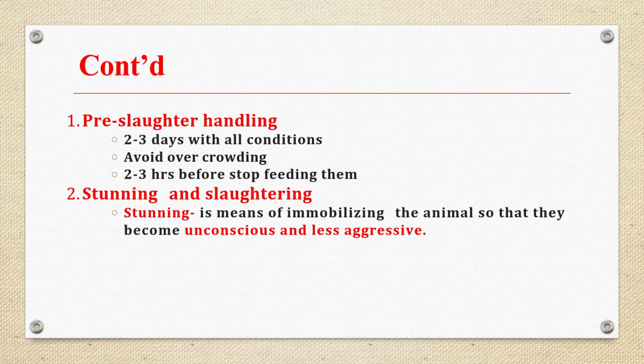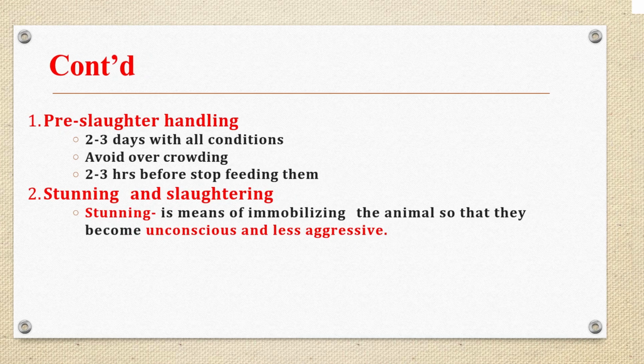Next, we explore pre-slaughter handling. Animals are typically held for 2 to 3 days with all necessary conditions provided. We must avoid overcrowding. And about 2 to 3 hours before slaughter, we stop feeding them. Then comes stunning and slaughtering. Stunning is a means of immobilizing the animal so that they become unconscious and less aggressive. This is a critical step for both welfare and quality.